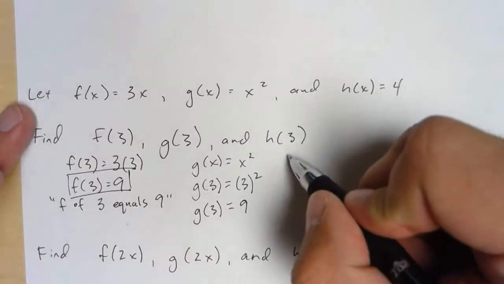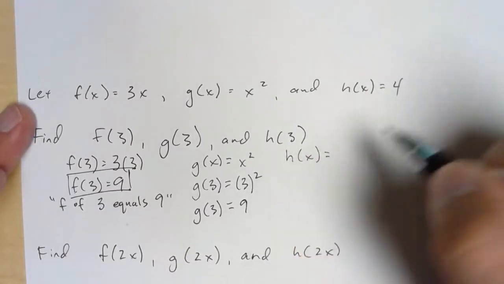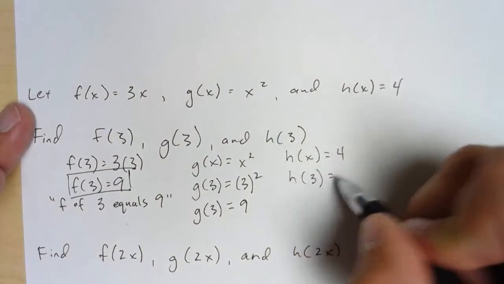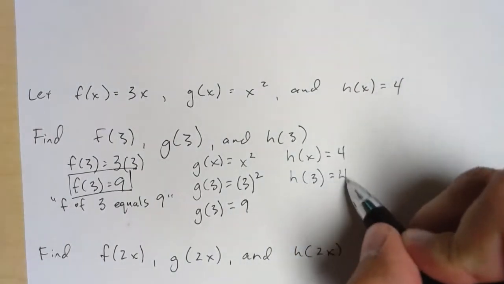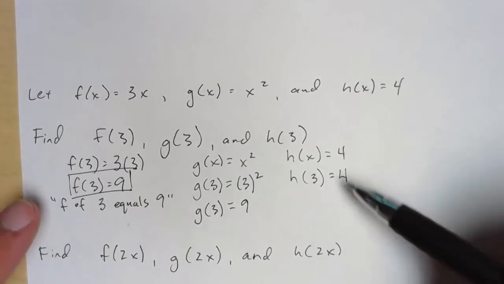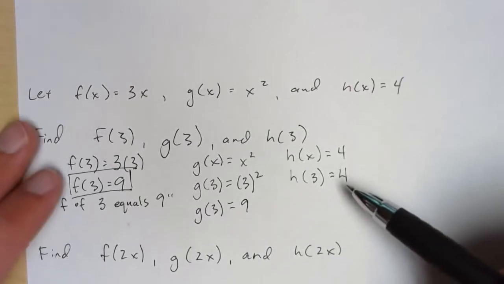Alright, so let's look at the last one. h of 3, so h of x is equal to 4. So h of 3 is going to be equal to, well, we have a 4 here, but we have no x to replace. So if we're not replacing the x at all, we're not going to change this at all.